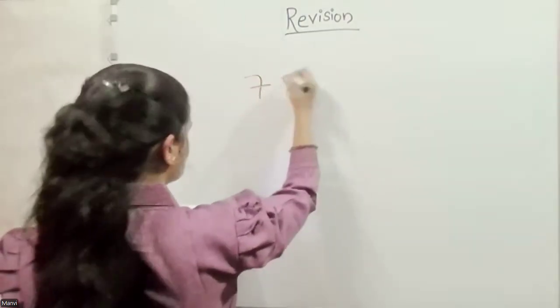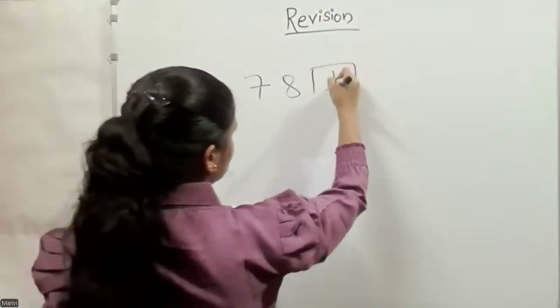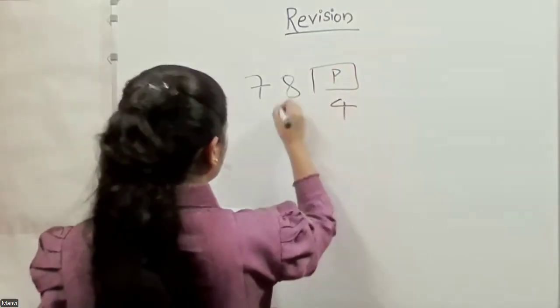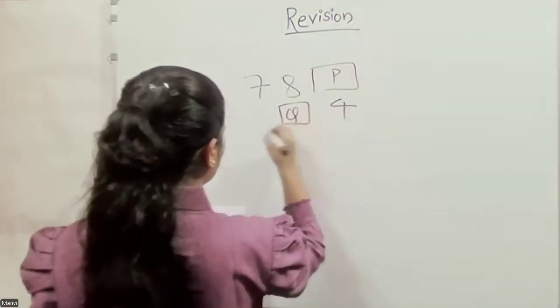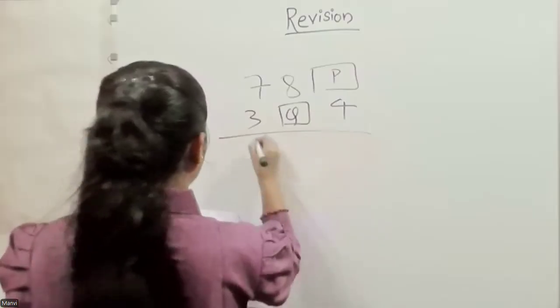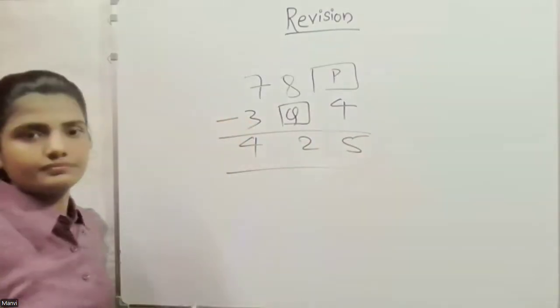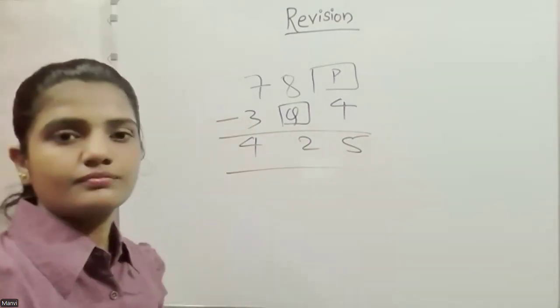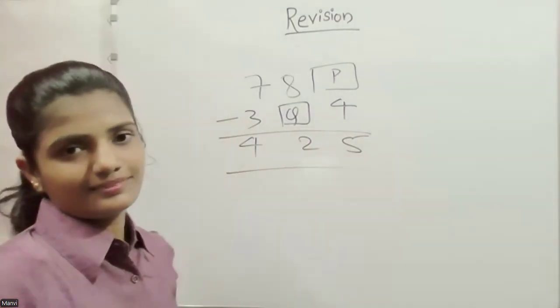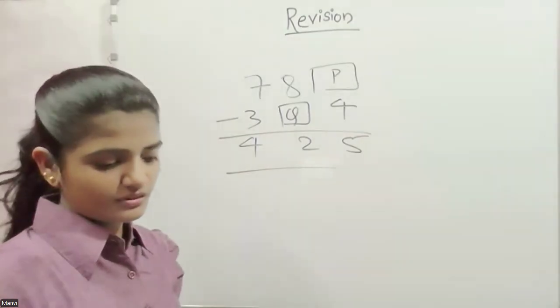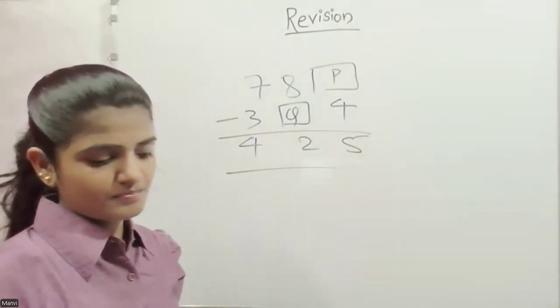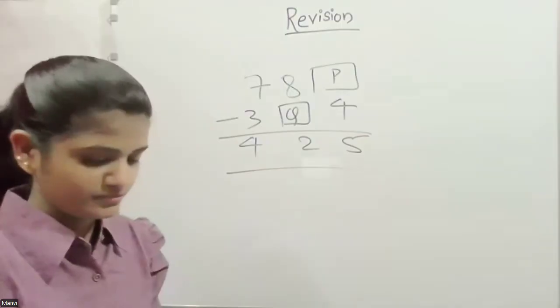7, 8, this is the box which denotes P. Then 4, that's the box, denote Q. 3, 4, 2, 5. This is easy. Q is 6, and 9 is P. Wow. Very good.